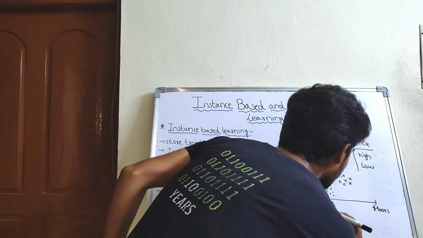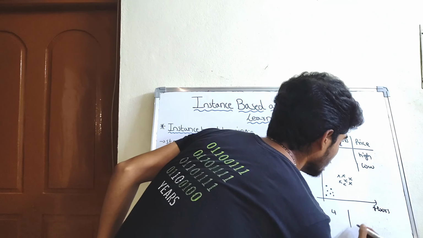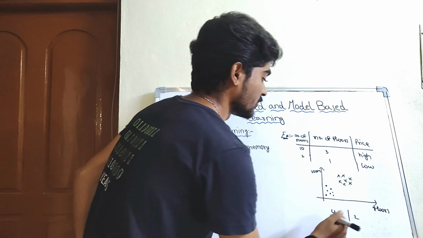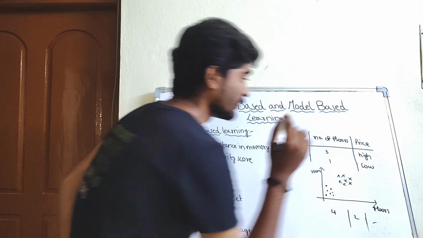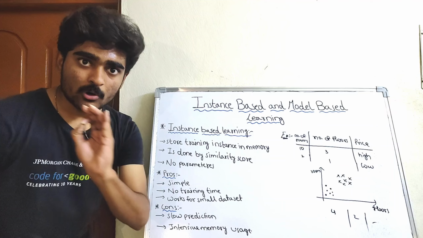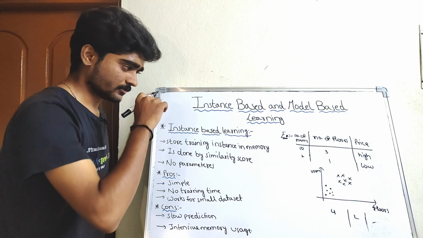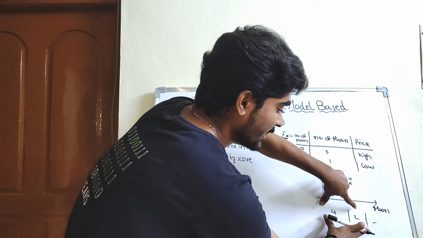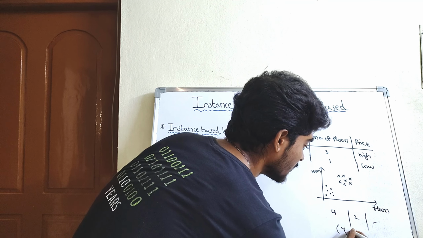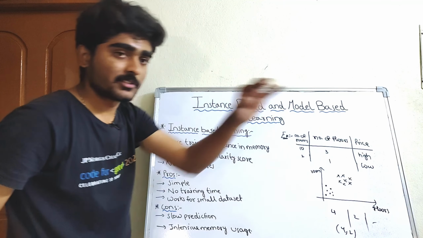Now let us say we have a data point with total number of rooms as 4 and floors as 2, and we need to predict whether the price is high or low. What we do here is directly take the coordinates of this point and compare them with each of these points.